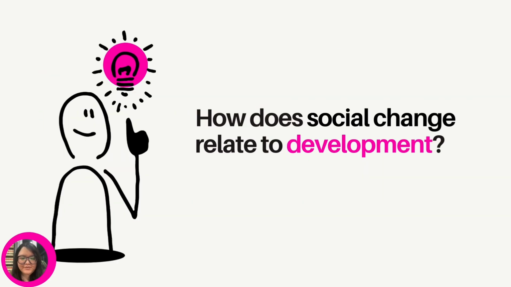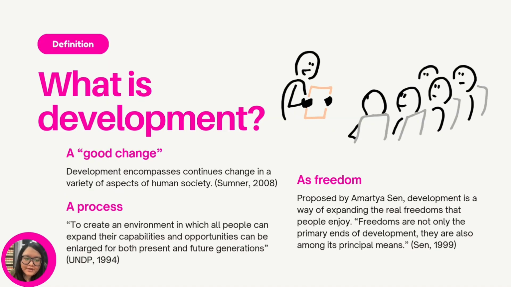So, going back to the question of how does social change relate to development, let's talk about development. So when we talk about development as a good change, it's a continuous change in a variety of aspects of human society. When we talk about development as a process, it's to create an environment in which all people can expand their capabilities and opportunities, and which can benefit both present and future generations.